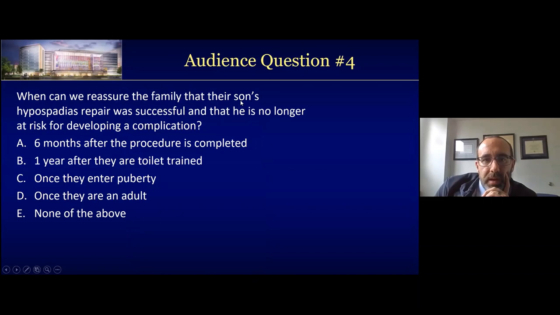All right, I think this is the last question we got. When can we reassure the family that their son's hypospadias repair was successful and that he is no longer at risk for developing a complication? Six months after the repair, one year after they're toilet trained, seems like a good time in terms of when they're urinating, once they enter puberty, once they're an adult, or none of the above.